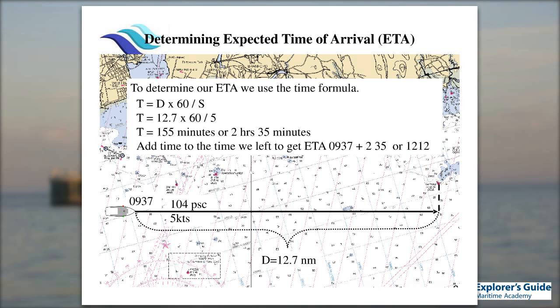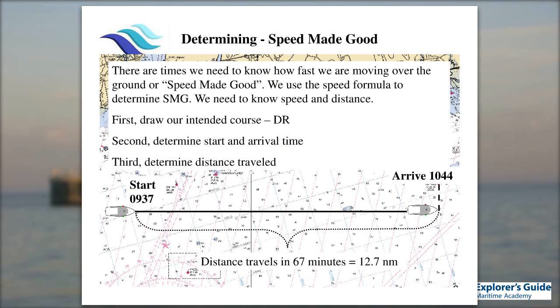So we take 12.7, which is the distance, times 60, divided by 5, which is our speed, and we come up with 2 hours and 35 minutes. So to go from one location to the other at 5 knots, it's going to take over 2.5 hours. We add that 2.5 to our start time, and our ETA will be 12:12. Again, it's based on our best estimate based on the conditions that we know.